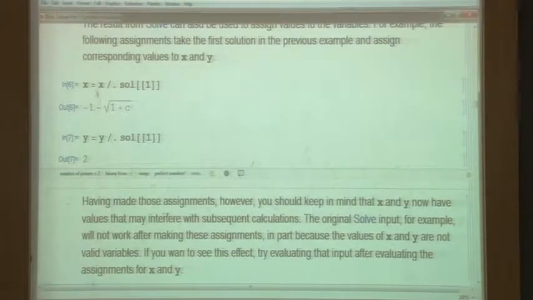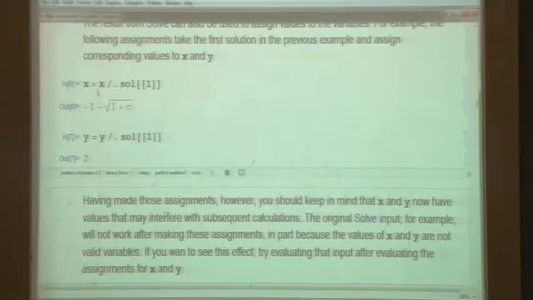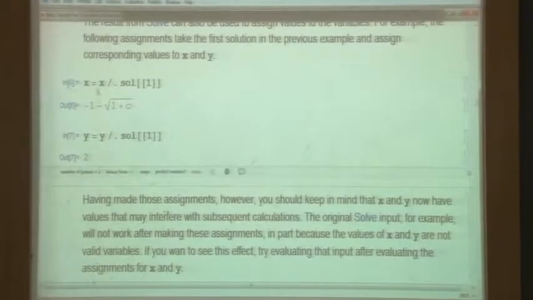Now you see x and y are assigned values. Remember now they are not symbols anymore, right? They already have values. So if you are trying to use factor or expand using x and y, you have to be careful because it may not work as expected.